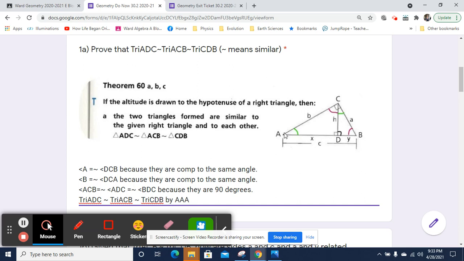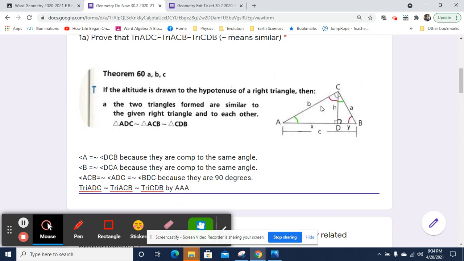And what you want to do when you're naming them is name them along the pattern of the congruency. So triangle ADC goes from this green marking to the right angle to the purple one.